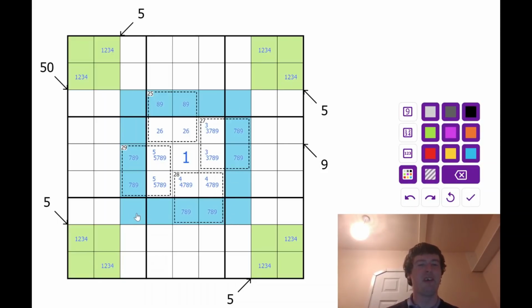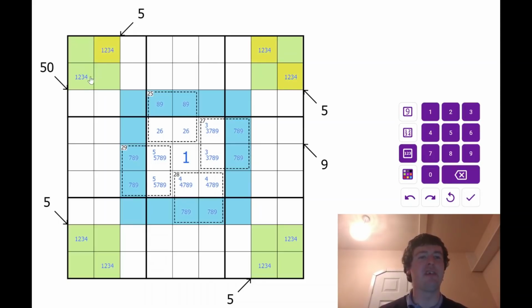I'm not going to prove that fact to you. If you're interested, you can try and work out why, or maybe leave a comment and someone else will point you to the video that explains it for the first time. But the point is, the green cells and the blue cells have to contain exactly the same digits in some order.